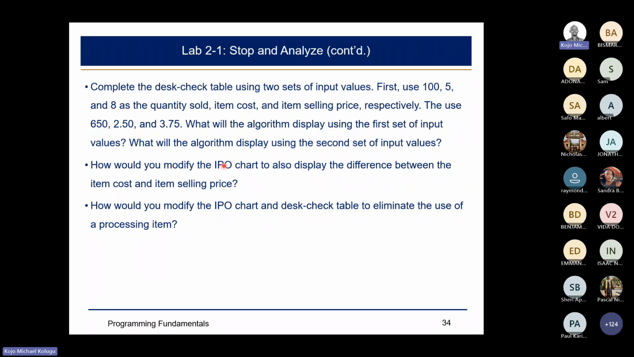How would you modify the IPO chart to also display the difference between the item cost and the selling price? And how will you modify the IPO chart and the DEX check table to eliminate the use of processing items? To eliminate the use of processing items.